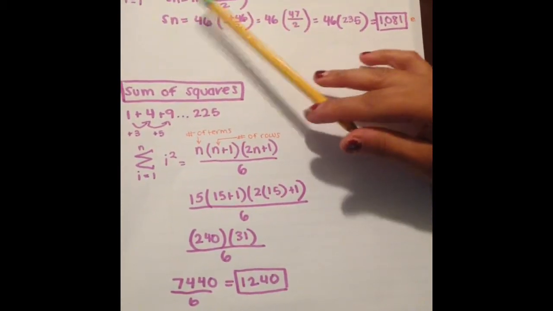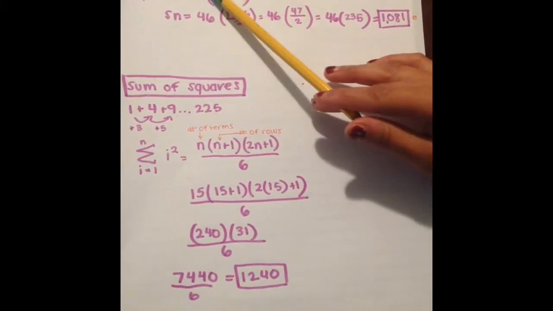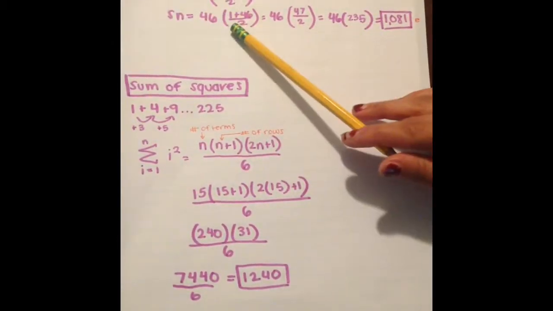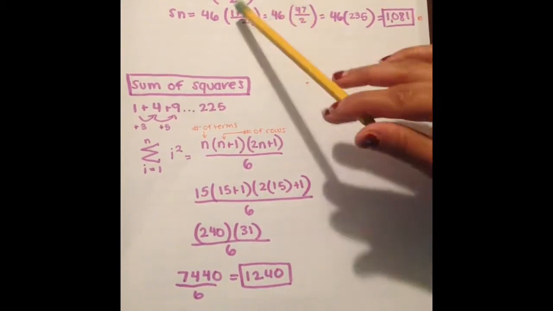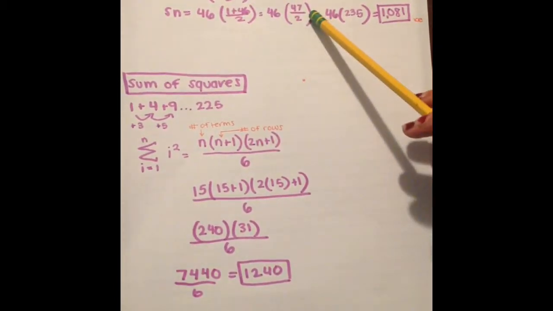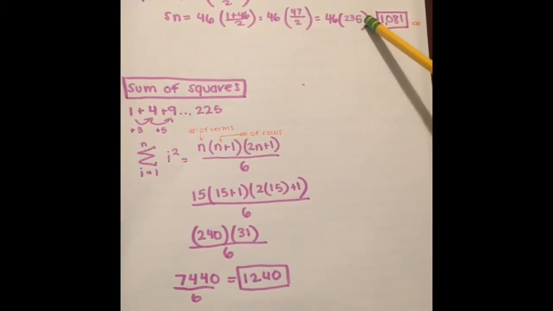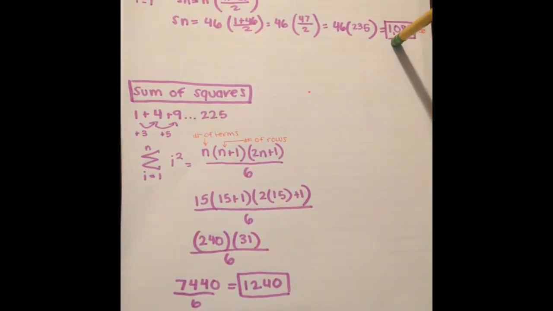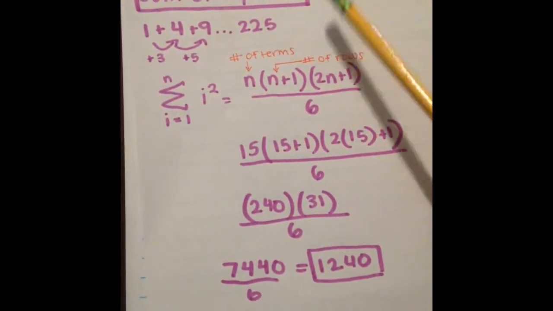So we have Sn equals n(a1 plus an)/2, that's the arithmetic series formula. Sn equals 46(1 plus 46)/2, and then 46 times 47 divided by 2, which will be 23 times 47, which is 1081. And that's it. Okay, so we're going to be looking at the sum of squares.